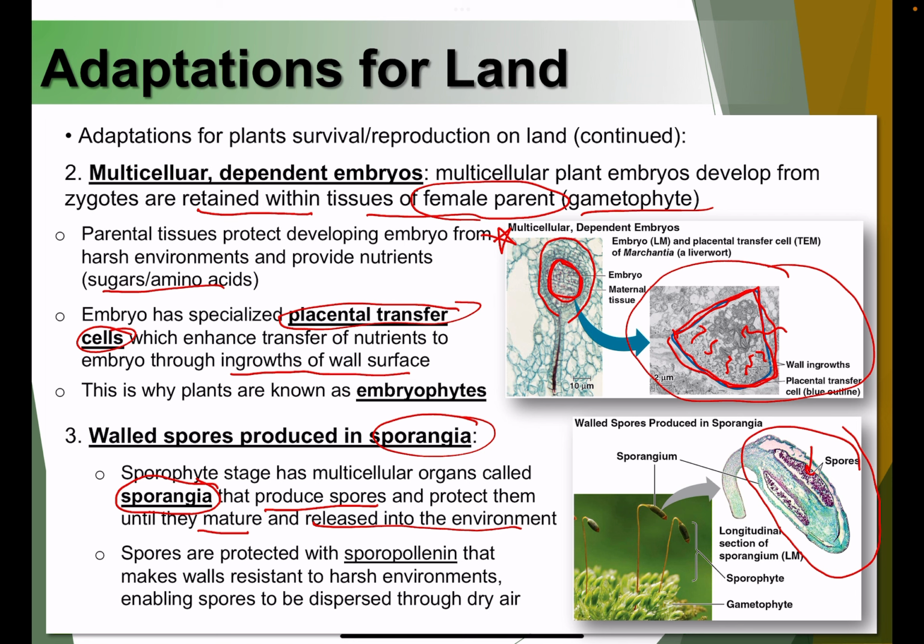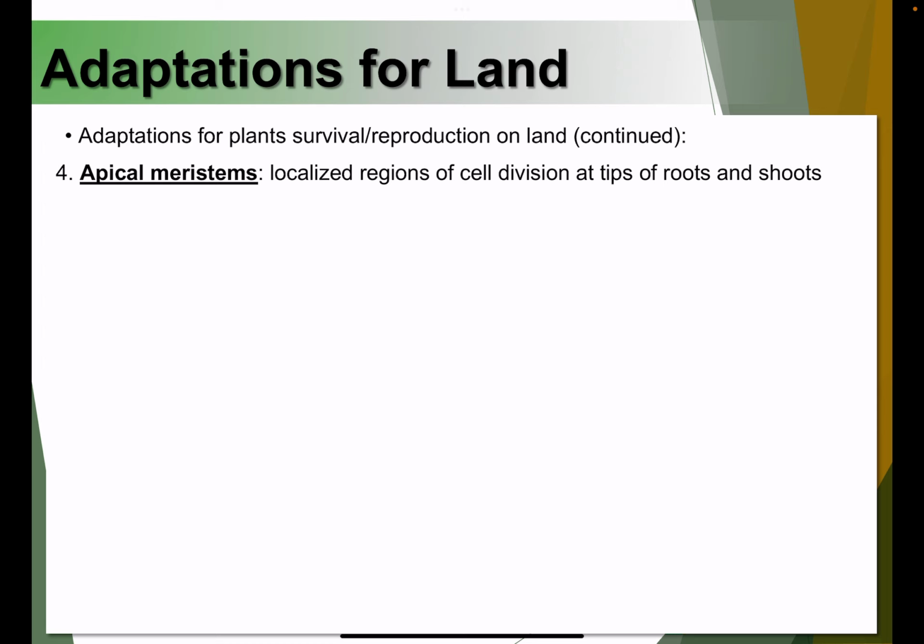The spores are also protected with sporopollenin that makes their walls resistant to harsh environments, allowing them to survive while they're being dispersed into the air, following the wind to elsewhere. And that's what allows them to go to a new location and colonize new land that this plant has never been before. Living on land no longer allows for easy access to water. So now, the plants are really relying on the wind for dispersal of their offspring and to colonize new lands.